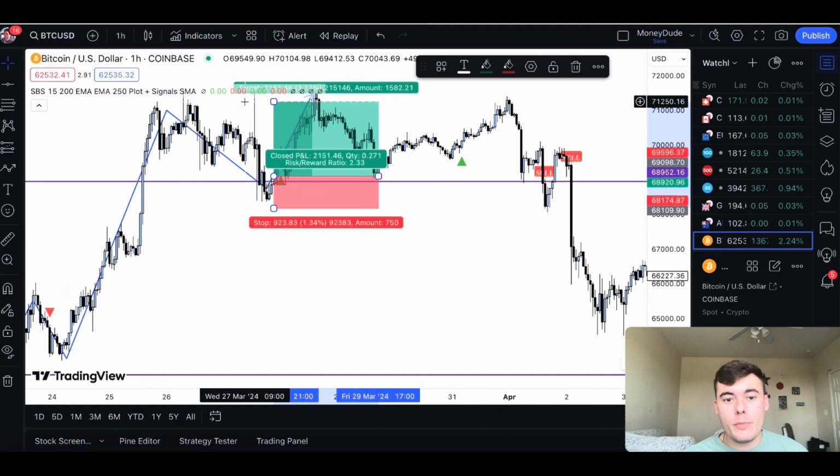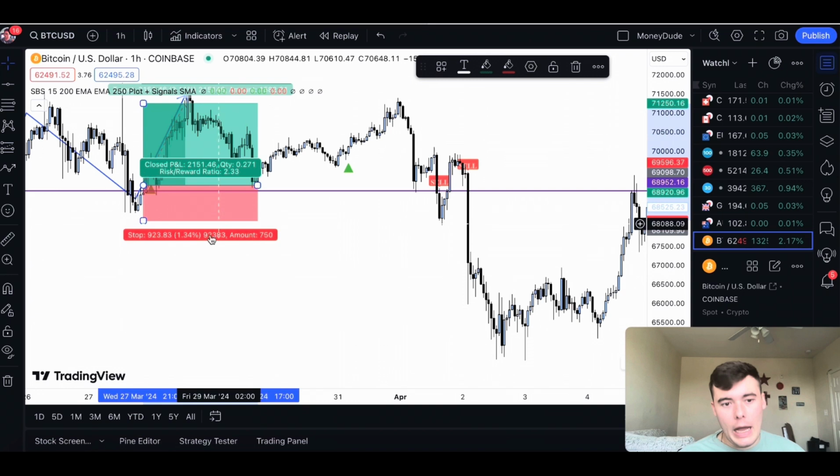Or to be even more safe, you target the previous high or previous low, because that gives us another confluence that price will probably come back to that area. I don't know if it's going to break through, but it will at least probably come back to the area. And if you would have done that right here, you would have made a 2.3-to-1 risk to reward.